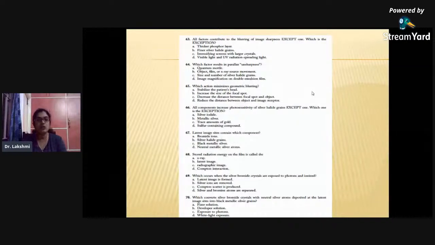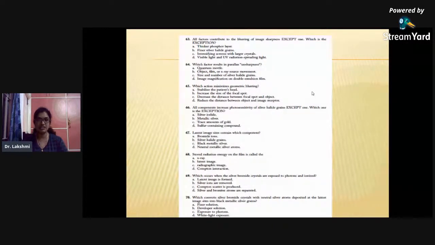63. All factors contribute to the blurring of image sharpness except one, which is the exception. That is B again. That is finer silver halide grains. Okay, the finer the grains, increase in the sharpness is C. Okay, and 64th, which factor results in parallax unsharpness? This option is D, that is image magnification on a double emulsion film.